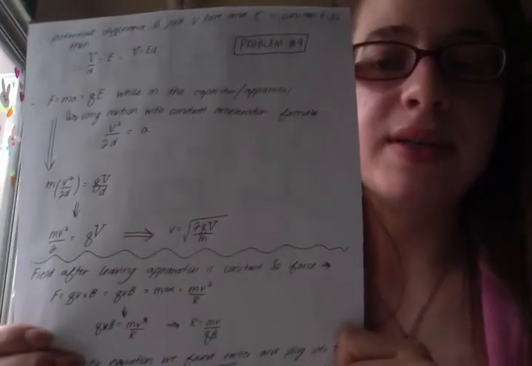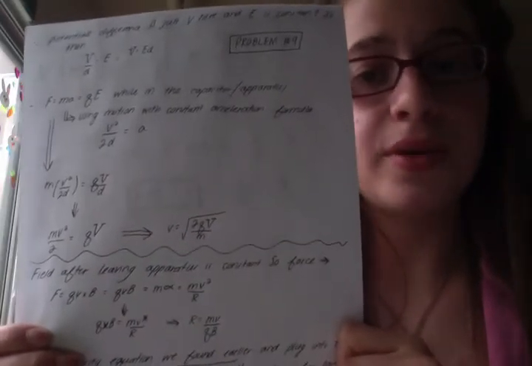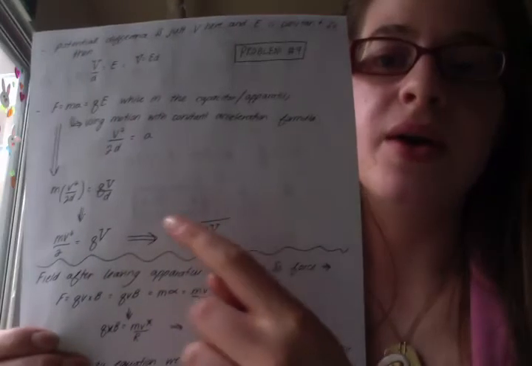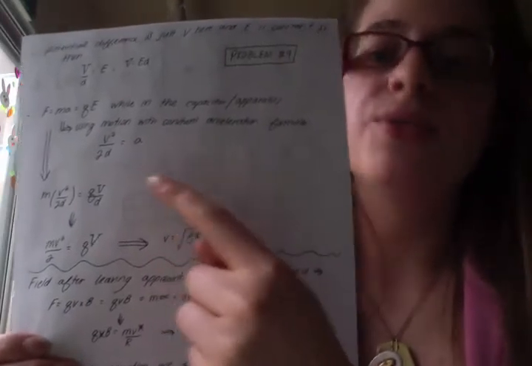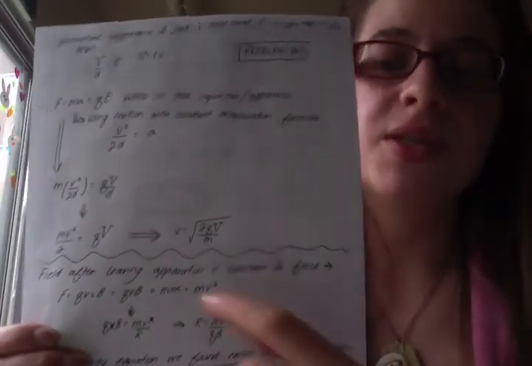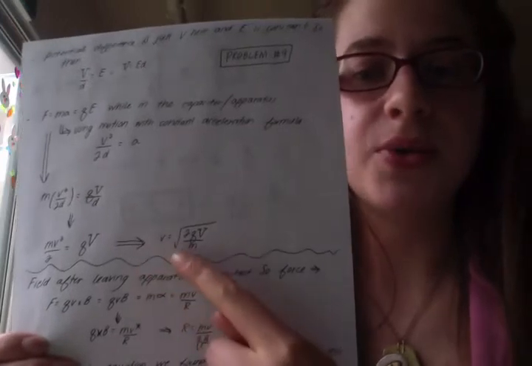And we can also replace a using motion with a constant acceleration formula, so v squared, meaning velocity squared, over 2d equals a. So once we make all these replacements, we get an equation for velocity equaling this.